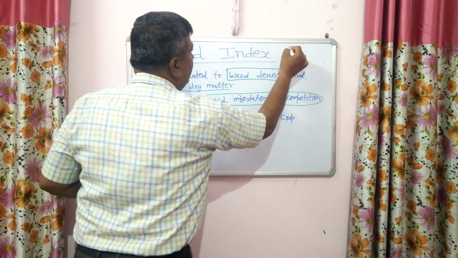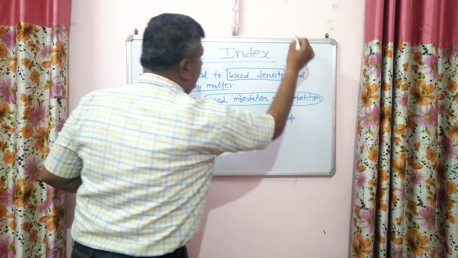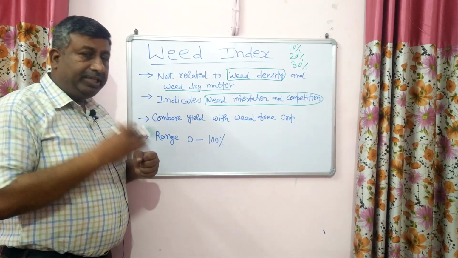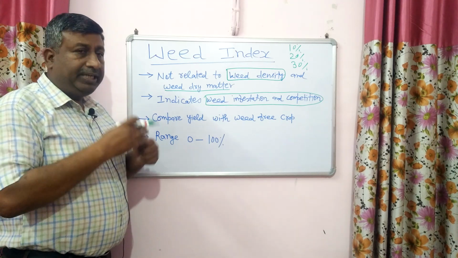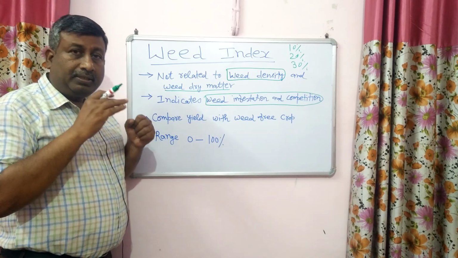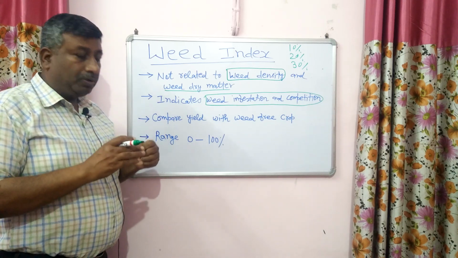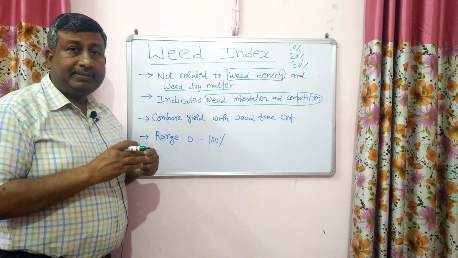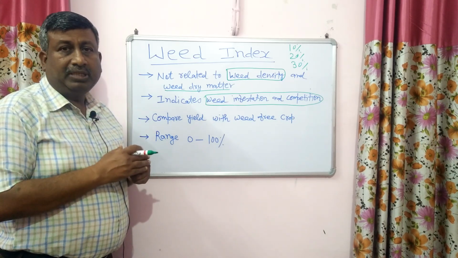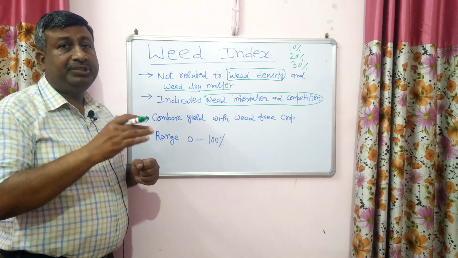Suppose weed index value is 10%, 20% or 30%. As the weed index value is increasing, it means the weed competition is increasing. If weed index value is high, it means competition is also high. So it is directly related with the weed infestation. So a high value of weed index tells about the competition. If weed competition is high, definitely weed index value will be high, but the calculation is different.